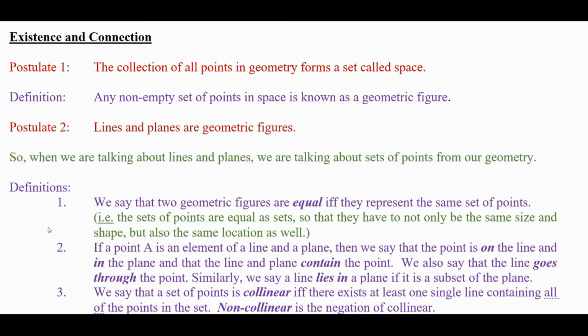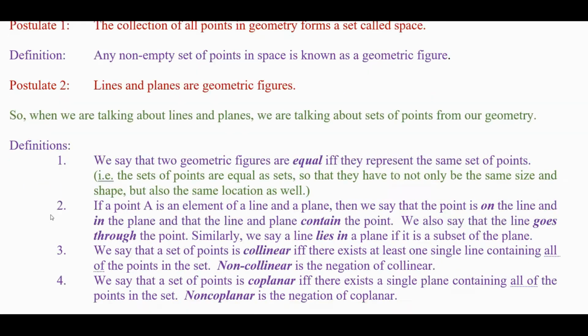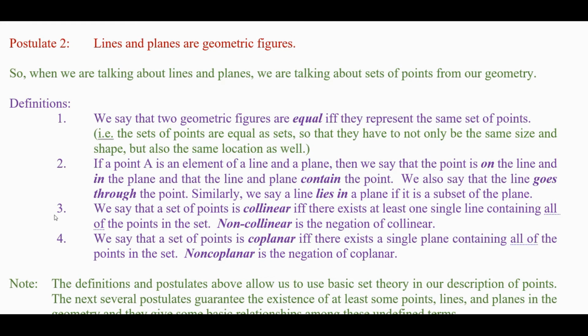We have a few other definitions and notations here. We say that two geometric figures are equal if and only if they represent the same set of points. In other words, the sets of points are equal as sets. So they not only have to be the same size and shape, but the same location as well. They have to be the exact same set of points.